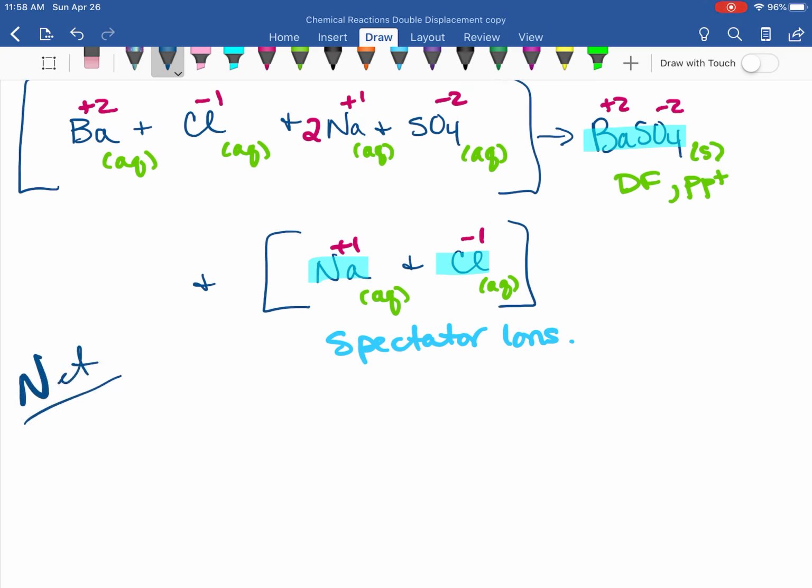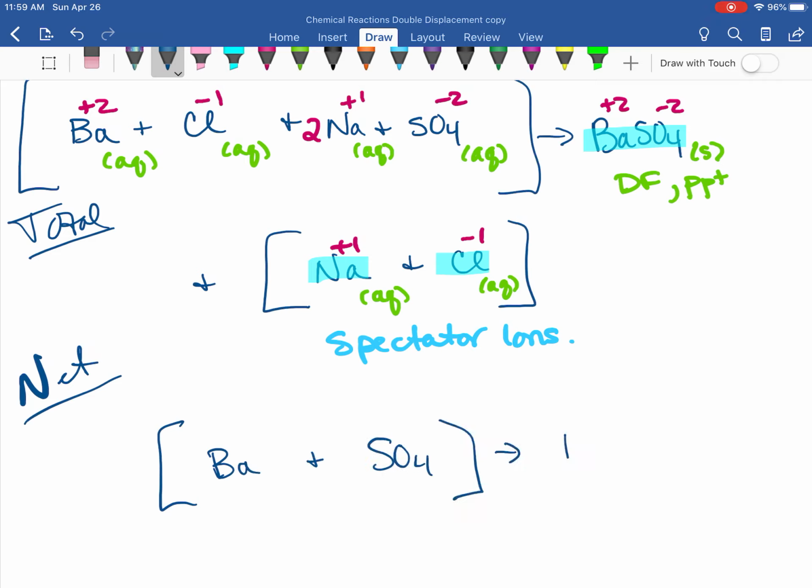So now what do we combine to write our net ionic equation? Whatever it takes to make the barium sulfate. Remember, that's your driving force. This was our total ionic equation. Our net ionic equation is just our barium and sulfate, making that barium sulfate. Oh, I just did the wrong charge on barium. Do not do that. And then these are aqueous.